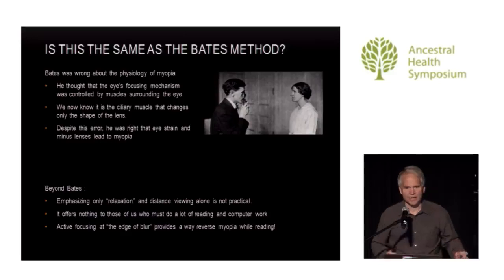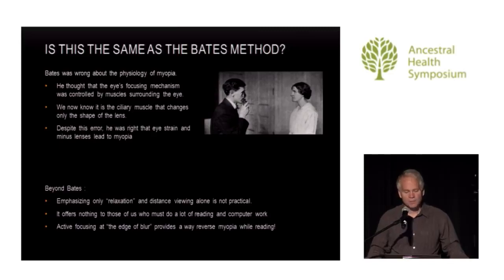Is this the same as the Bates method? Well, not really. Bates had a theory that you need to relax the eye, and he had a faulty idea of physiology. He thought that focusing the eye's muscles had to do with muscles that surrounded the eye tensing or relaxing, and that you were actually changing the shape of the eye. Well, we now know that's not the case. It's the ciliary muscles and changing the shape of the crystalline lens.